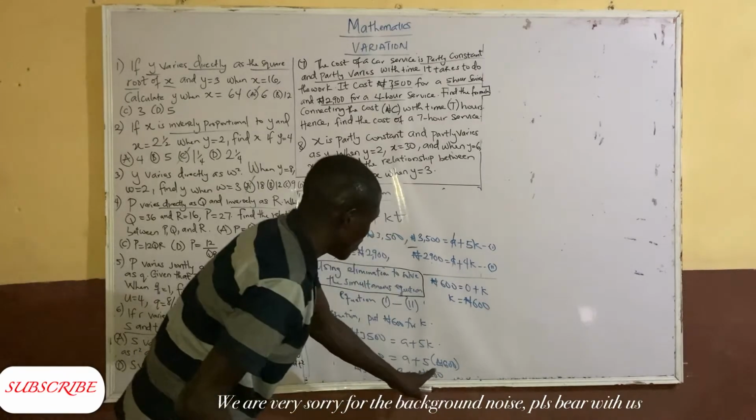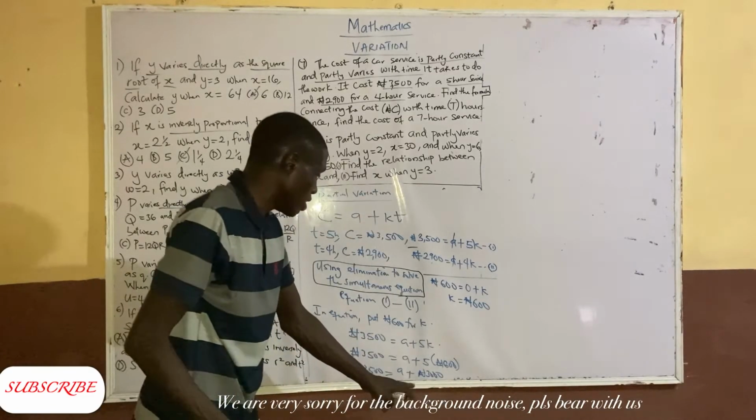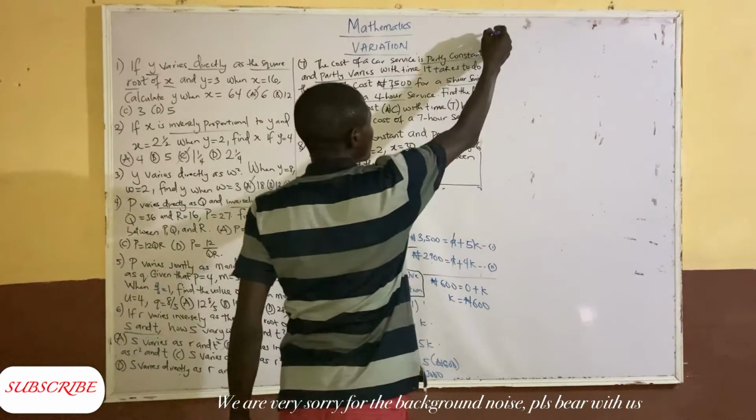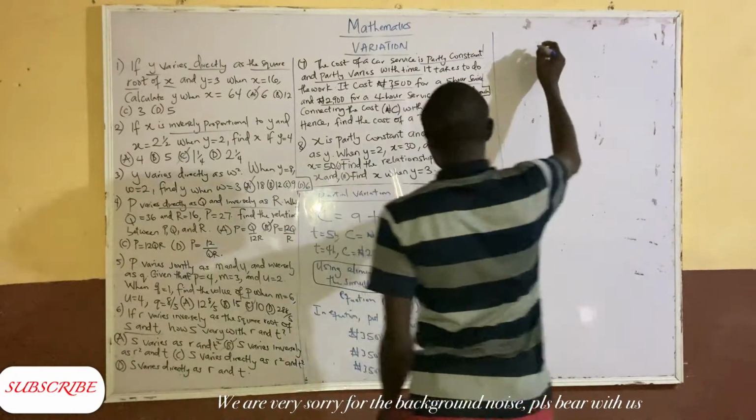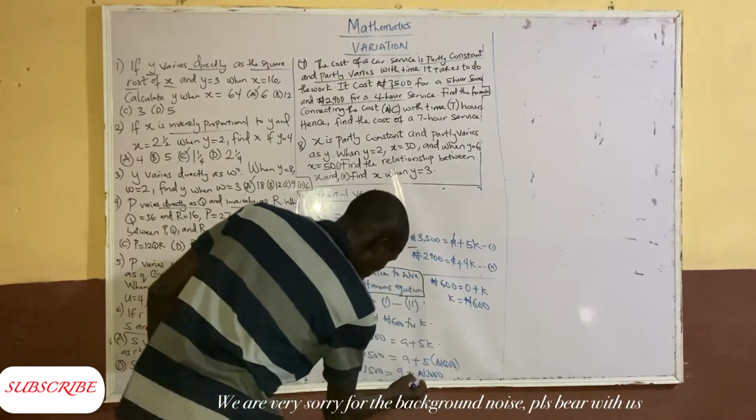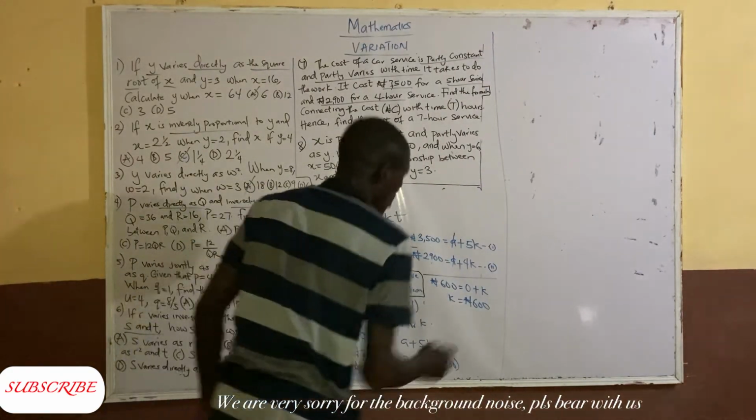So 5 times 600 will give 3,000 naira. So making a sort of formula now by transferring this to the other side, transfer this to the other side. We have what?